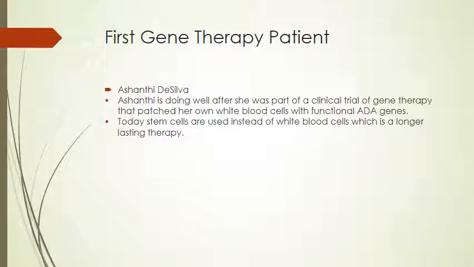Then her physician heard about a clinical trial of gene therapy that would give her white blood cells functional ADA genes. On September 14, 1990, at the NIH, Ashi received an intravenous infusion of her own corrected white blood cells. She did well. Today, a longer-lasting form of gene therapy alters stem cells instead of the more specialized T cells. It was approved in Europe in 2016.